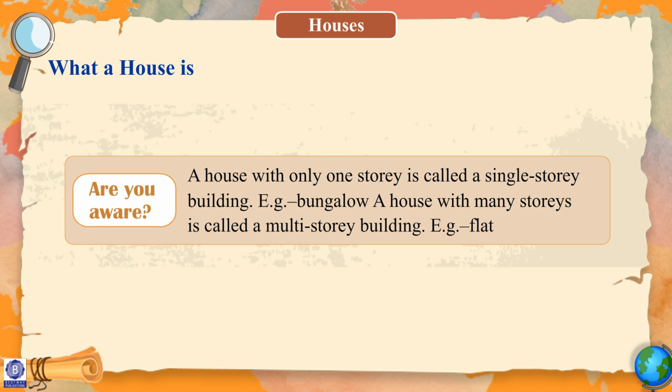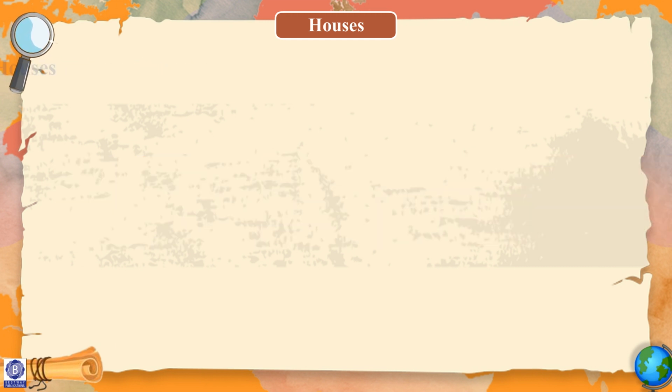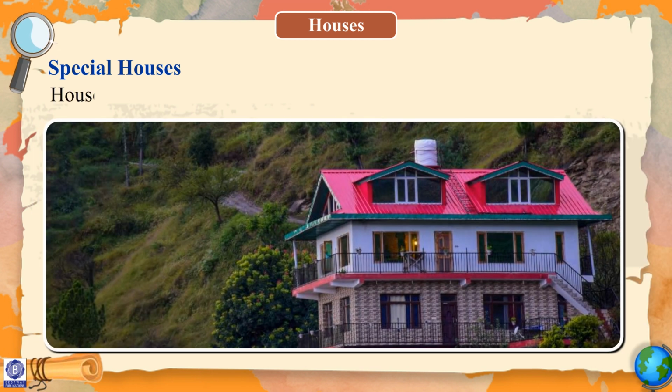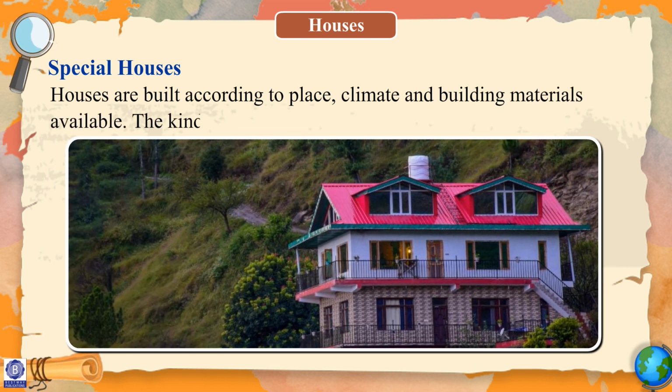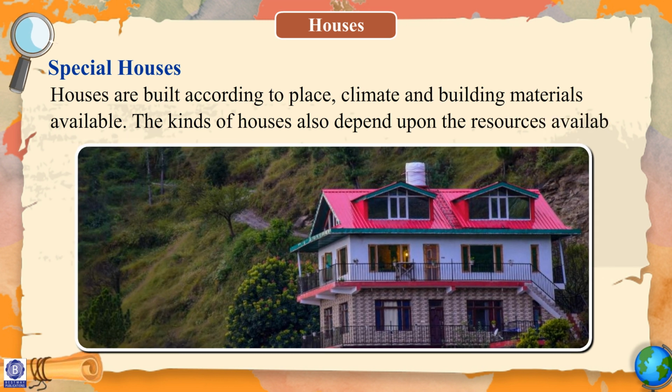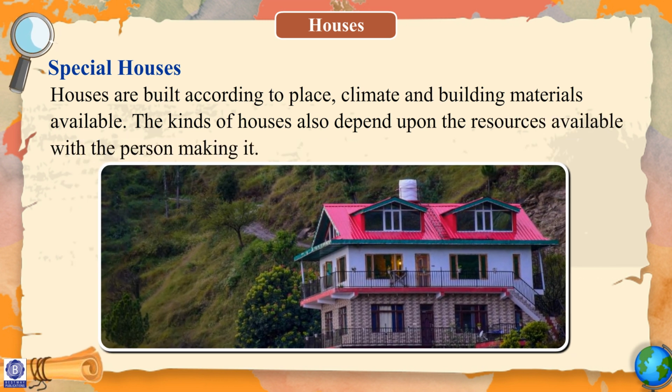Are you aware? A house with only one story is called a single-story building. Example, bungalow. A house with many stories is called a multi-story building. Example, flat. Special houses. Houses are built according to place, climate and building materials available. The kinds of houses also depend upon the resources available with the person making it.